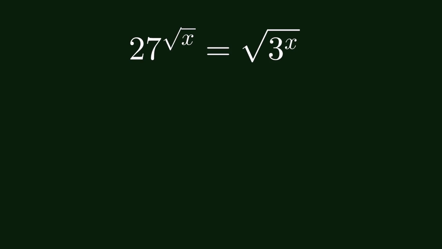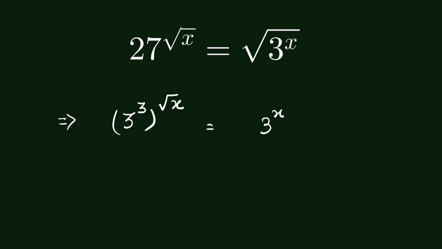27 to the power of square root of x is equal to 3 to the power x under square root. We have to find x. So 27, this we can also write as 3 to the power 3, then whole to the power square root of x is equal to 3 to the power x under square root.